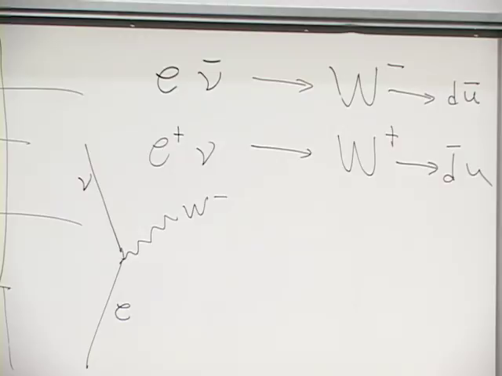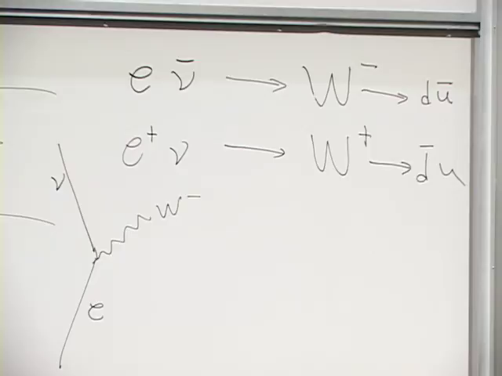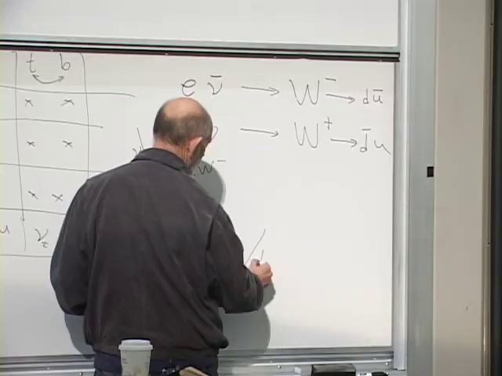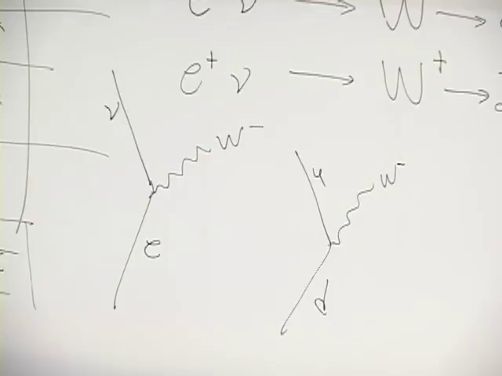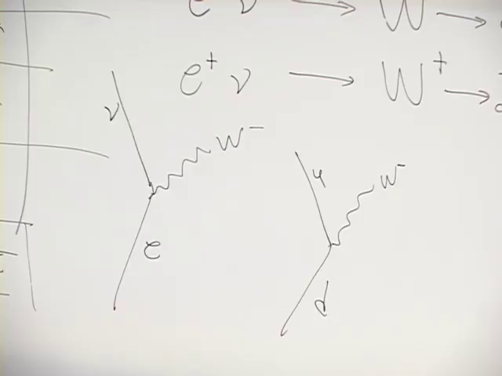But that's not all you can do with a W minus. You can also have a down quark go to an up quark with a W minus. That also works. And in fact, the W minus is an object which can be emitted in a transition from, let's see, the right column to the left column.